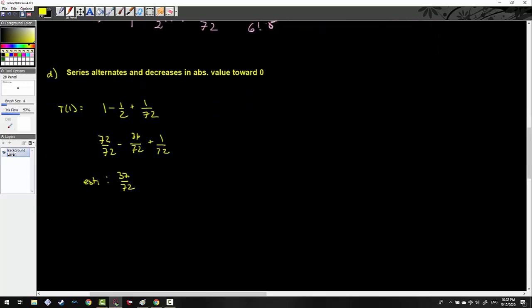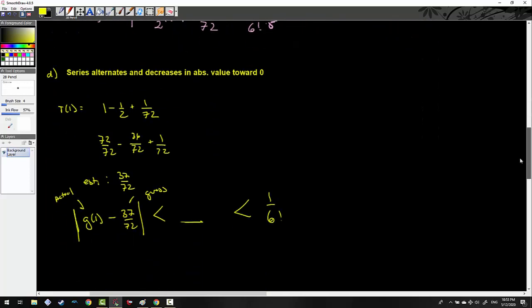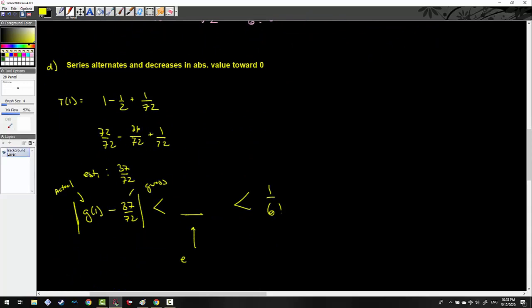But I know that whatever g of 1 really is minus my estimation, oops, not 27, 72. My actual, this is my actual value. This is my guess, my estimation, right? The difference between them in absolute value is going to be what my actual error is going to be. Well, that is always going to be less than something, and I want that to be less than 1 over 6 factorial, because they said that in the question. Well, remember what goes inside the center here. Everything that goes inside the center here, this is what the error bound is, right? Remember, my actual error will always be less than my error bound, according to the alternating series error bound.